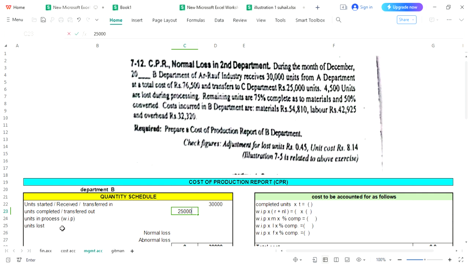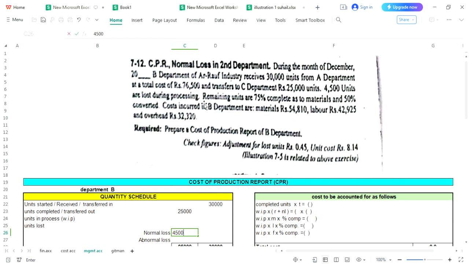So what we will do here, we have lost units, and we have two kinds of losses, normal and abnormal. It would be decided how we will fix it, whether it is normal or abnormal. Please note down these words: during processing. I have told you if any loss occurs during the process, that would be normal loss. Abnormal loss is the loss which happens due to some human error or human mistake. When loss happens during the process, it would be considered normal loss. So write down 4,500 in front of normal loss.